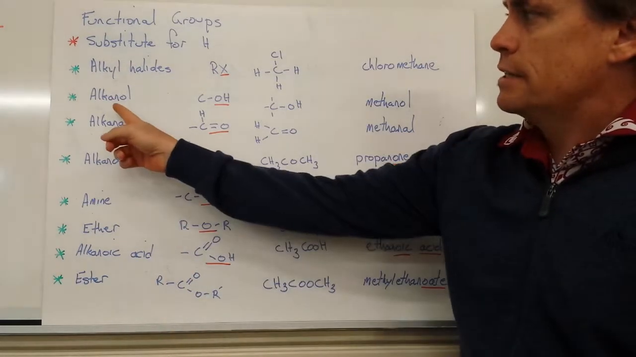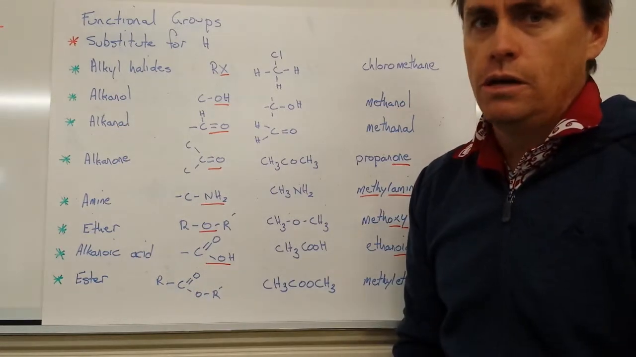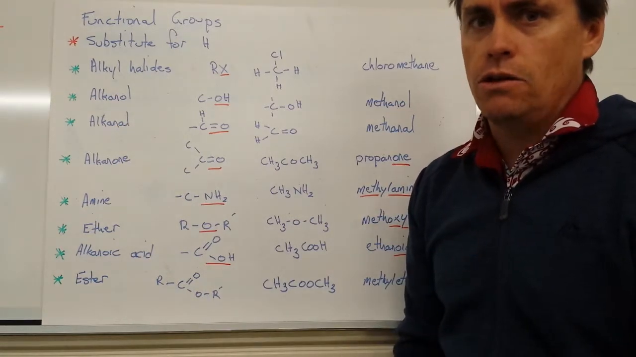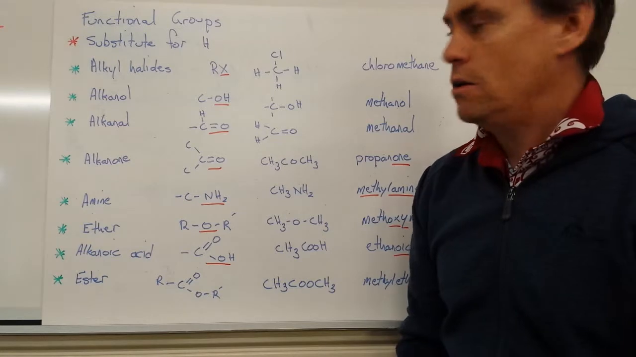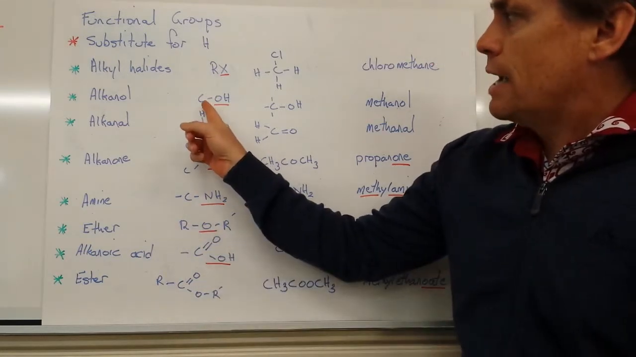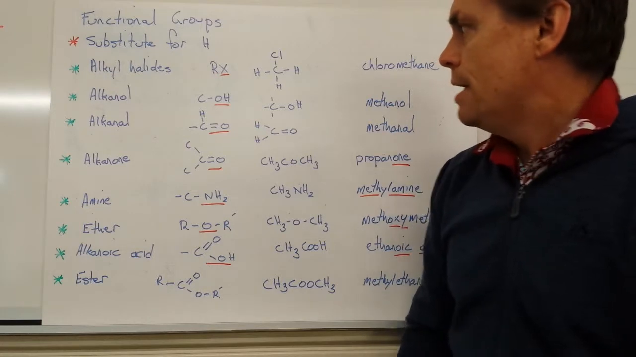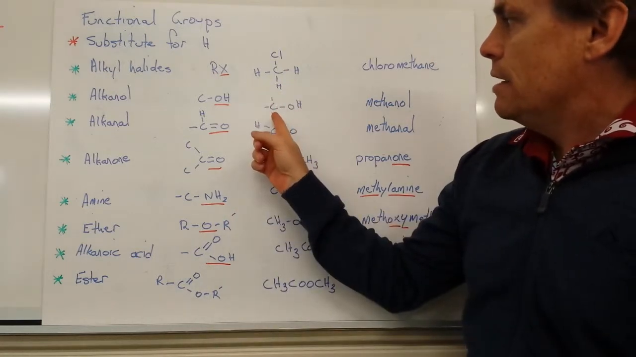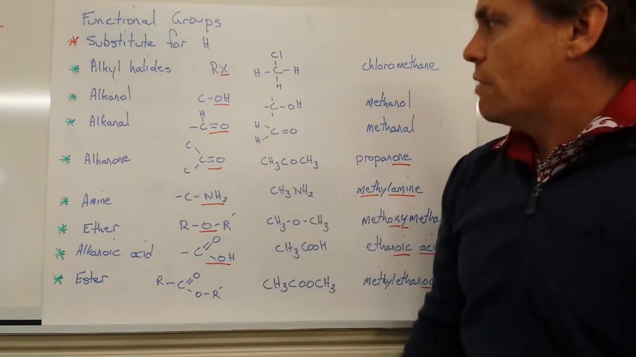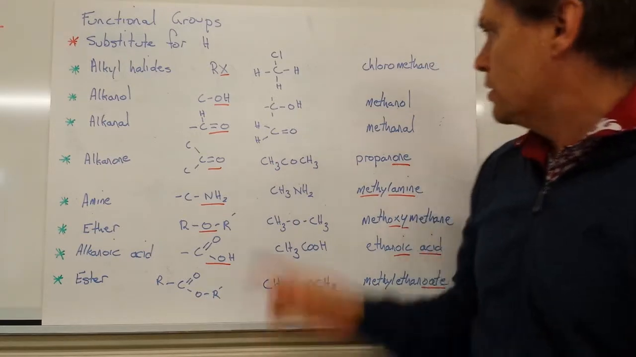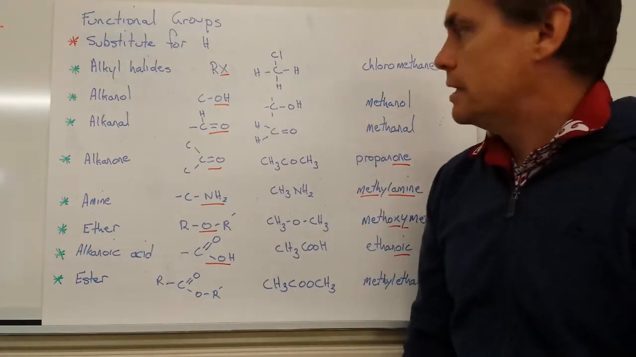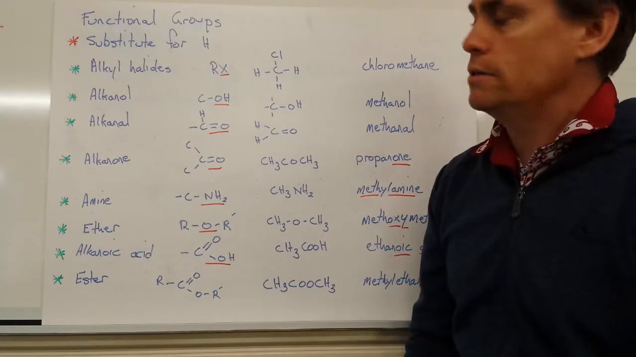We can also have a second type of group called an alkanol, which used to be known as alcohols, and most people know them as alcohols. In this case, we've got a carbon bonded to a hydroxy group, or an OH group, and if we look at our methane, we substitute a hydrogen for our hydroxy group. This molecule is called methanol, and it's our simplest alcohol or alkanol.